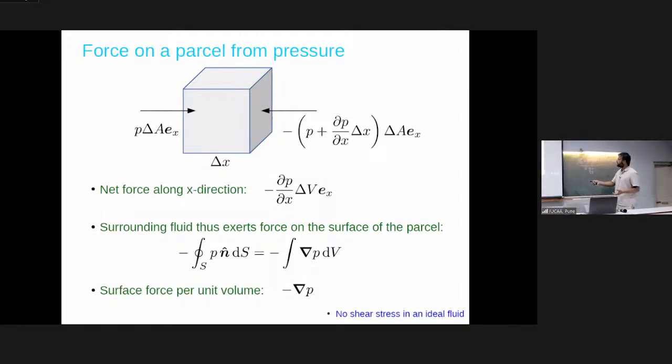So if P is the pressure at this edge, then P times delta A points in this direction, where Ex is a unit vector along the x direction. Okay? The imaginary neighboring fluid here is pushing this unit cell in this direction. The imaginary neighboring fluid here is pushing this fluid element in this direction. So at least the directions are clear, right? You can do that for all sides. That's why the arrows are drawn like that.